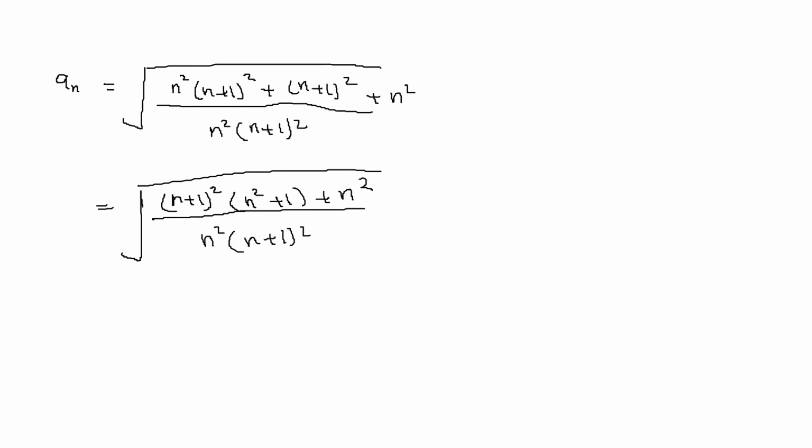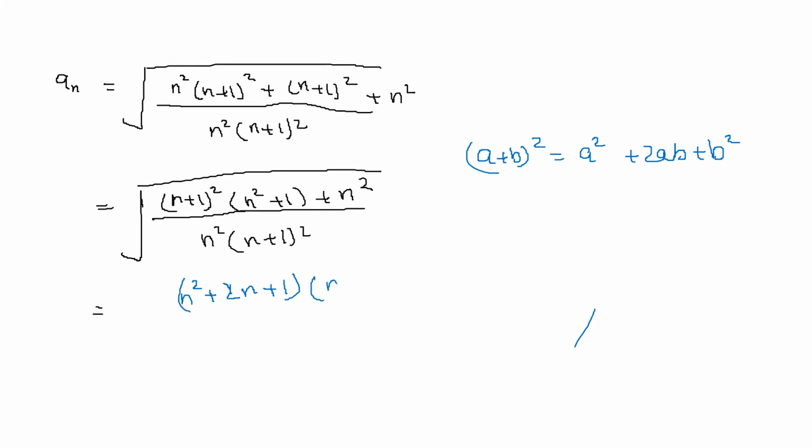Okay, so here you can open this square, because this is (a plus b) whole squared, which equals a squared plus 2ab plus b squared. And by using this, we get (n squared plus 2n plus 1) into (n squared plus 1) plus n squared, over n squared into (n plus 1) whole squared, all under the square root.